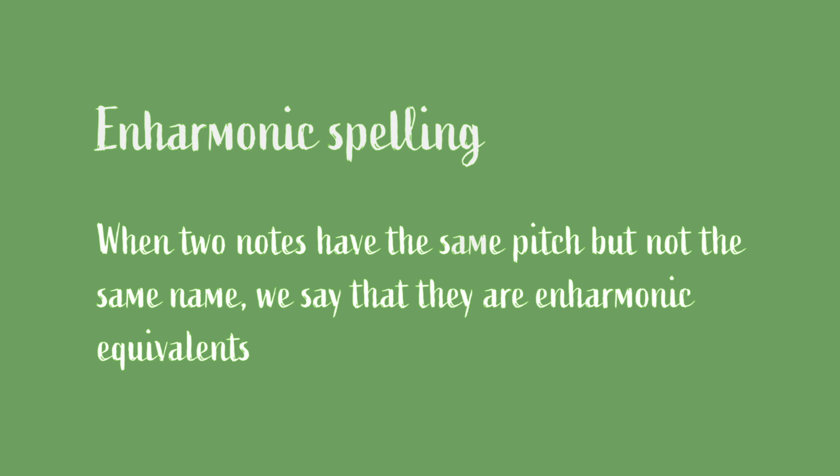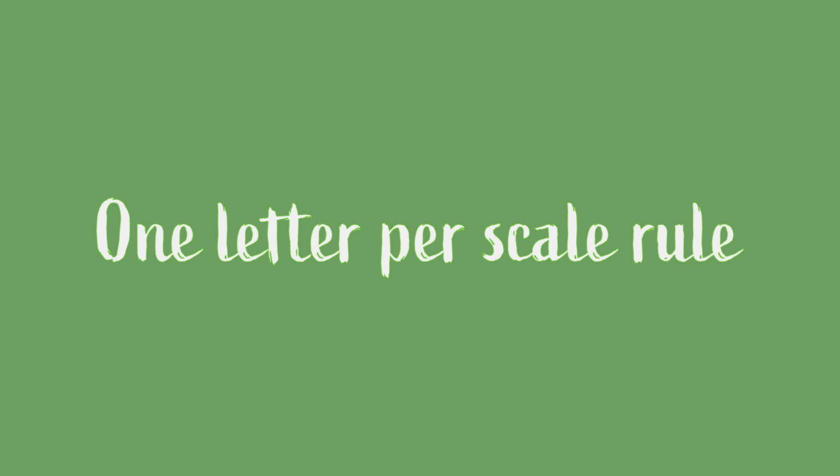And to avoid having weird spellings in scales because of enharmonic equivalencies, we use the one letter per scale rule. This rule is here to help us out to make everything simple and clear. In music theory, everything is here to simplify your learning.